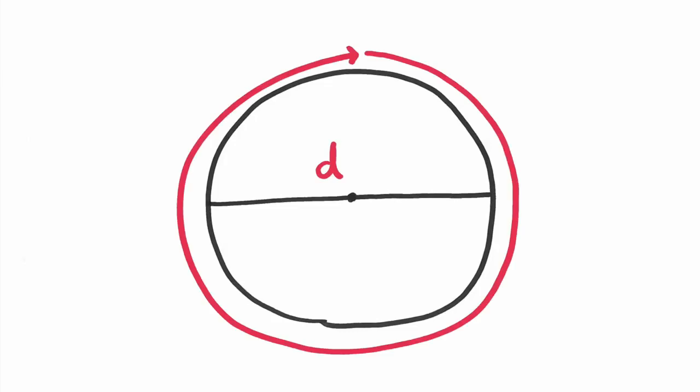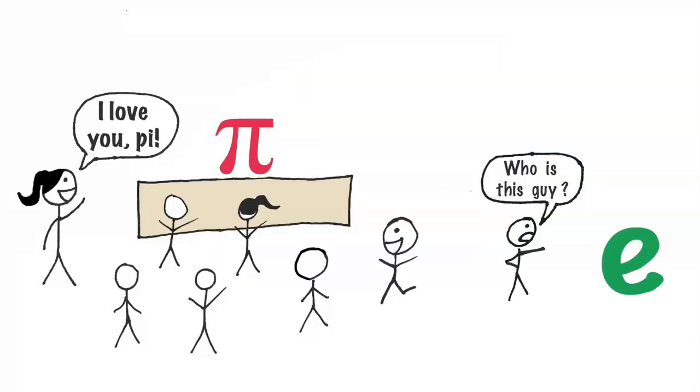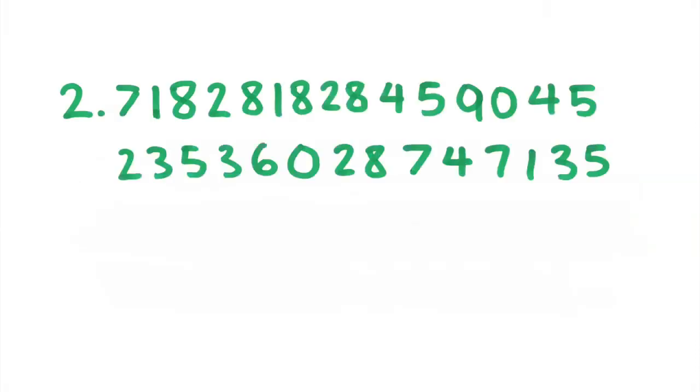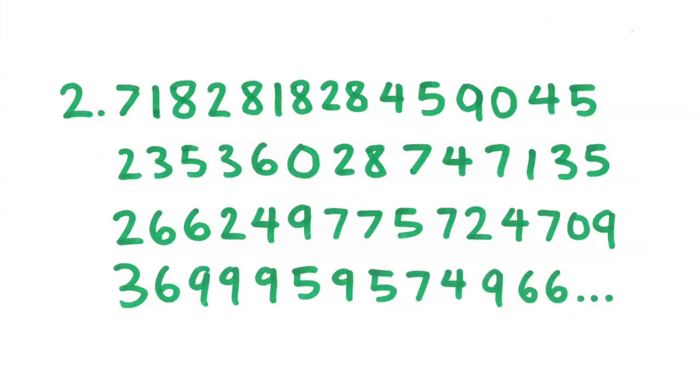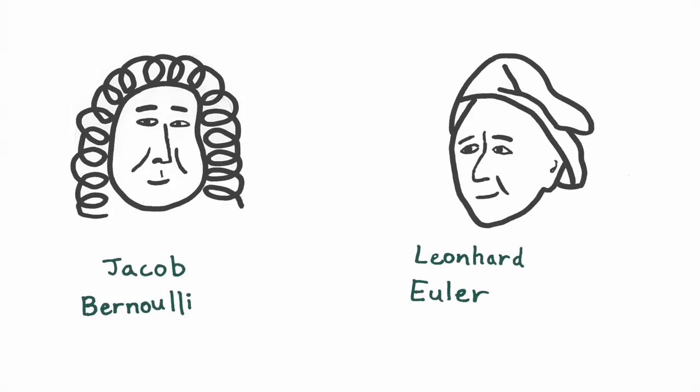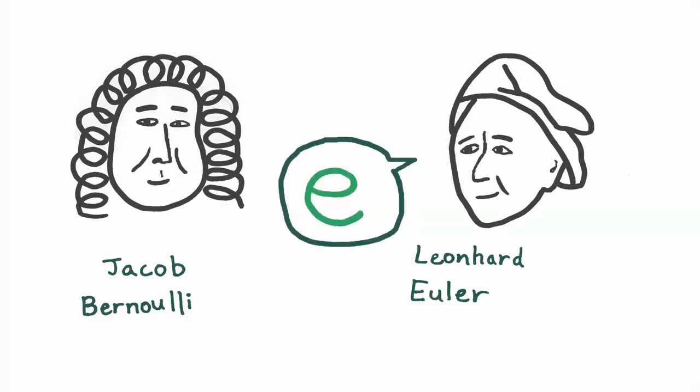We've made a video about pi, the ratio of a circle's circumference to its diameter. But there's a less famous but equally fundamental number known to anyone who's taken high school algebra. It's about 2.7182818828459045, and so on. And it was first defined by Jacob Bernoulli, but later Leonhard Euler called it E, and the name stuck. Bernoulli first defined E through compound interest.